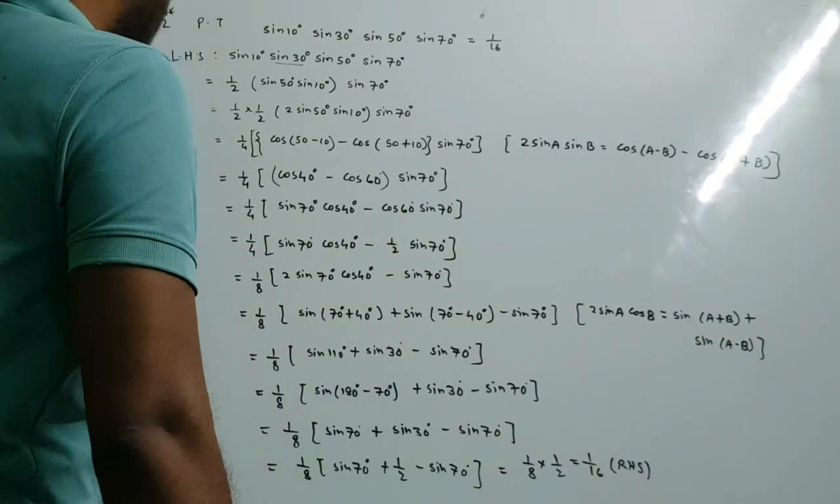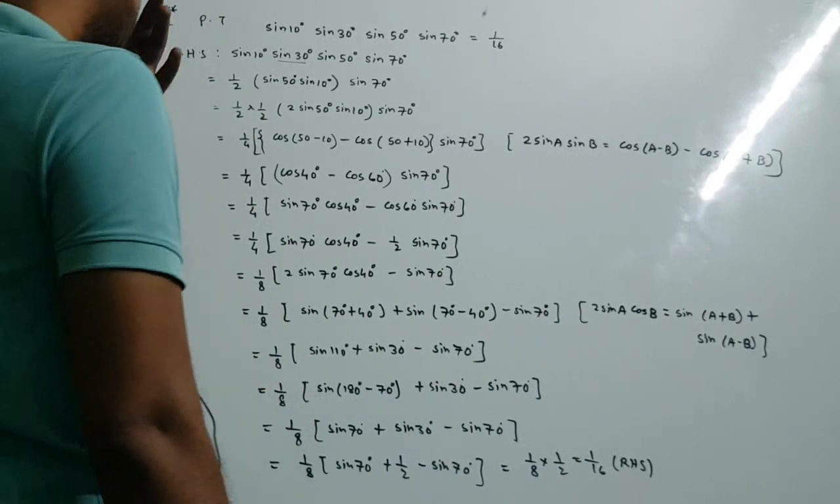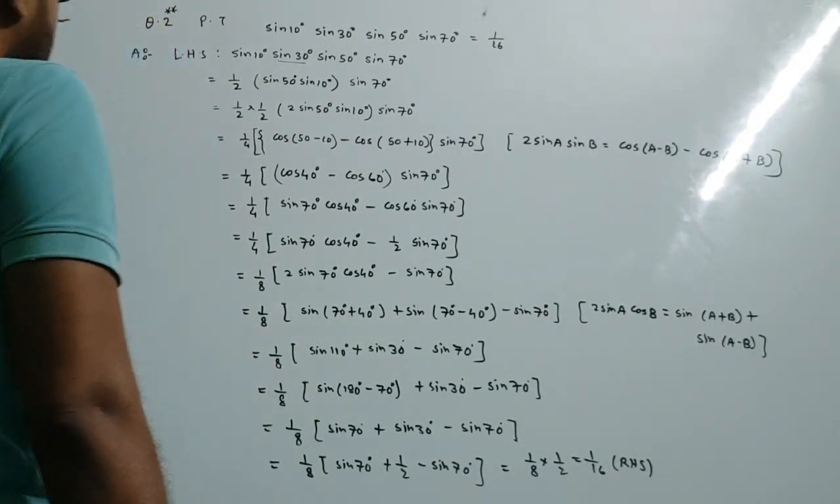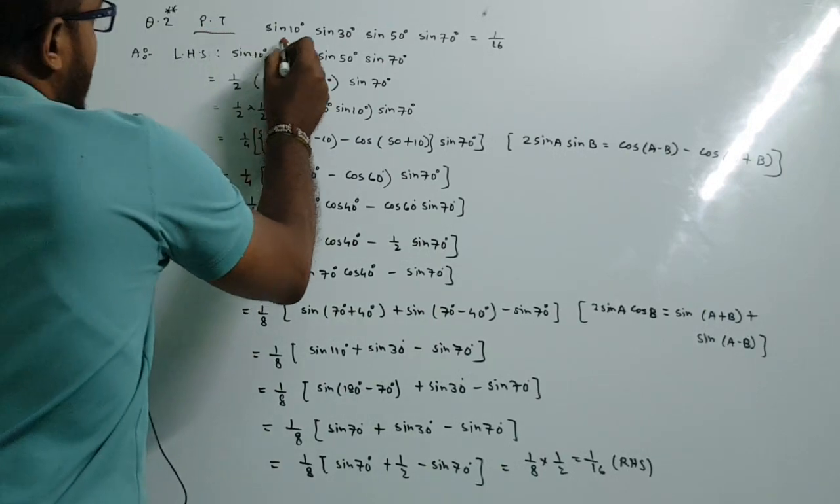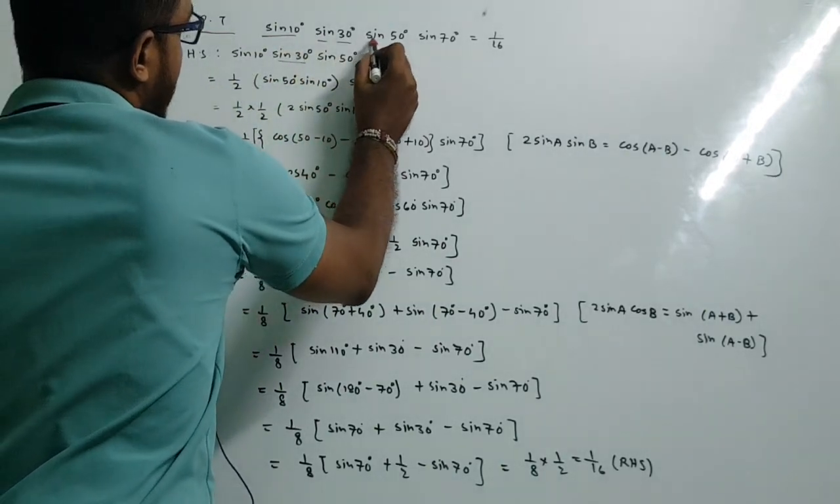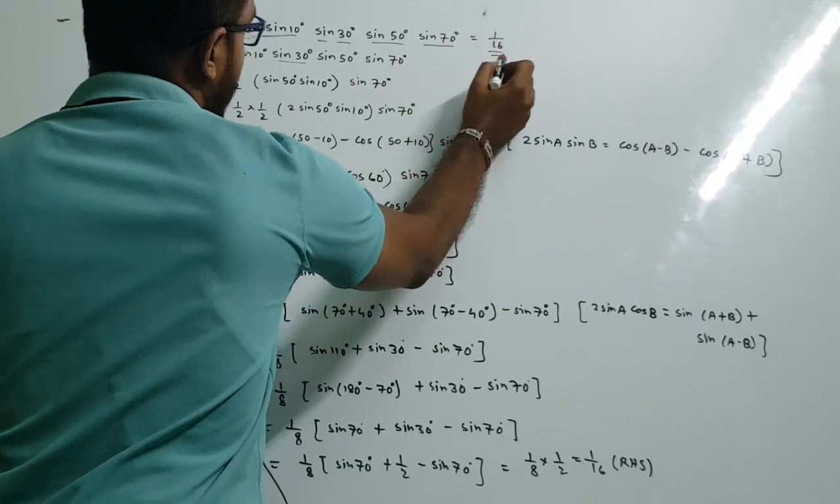Let us solve another problem, and this type of problem is extremely important from your exam perspective. Now see, the problem is given: prove that sin 10 degree into sin 30 into sin 50 into sin 70 is equal to 1 by 16.